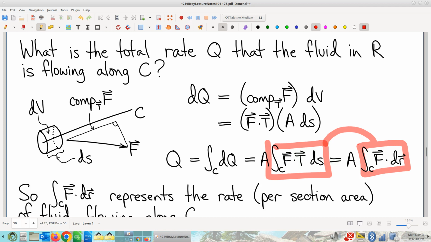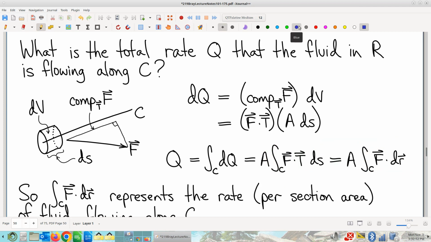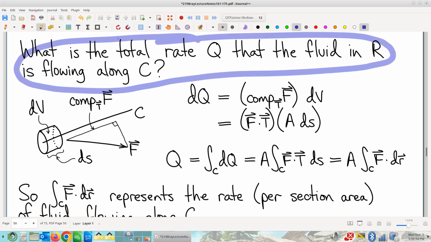And there you go. So altogether, the answer to the question, what is the total rate that the fluid is flowing along the curve? Weird question though that is. The answer is area times the line integral. Now quick pause. Oh yeah, go ahead.